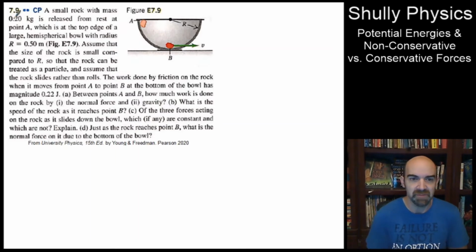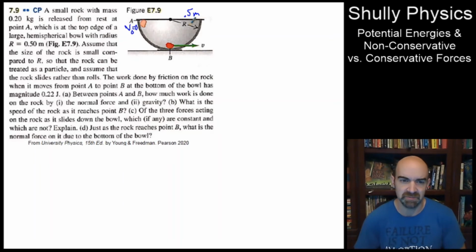The small rock of mass 0.2 kilograms is released from rest. So we do have an initial velocity of 0 up here. It's important to know. So point A is at the top edge of the large hemispherical bowl with radius 0.5 meters. If that matters, we'll see if that matters later. Assume that the size of the rock is small compared to R and can be treated as a particle. This is important. Later on we get into objects that might roll and things like that, so it's not happening here. So assume that the rock slides rather than rolls.